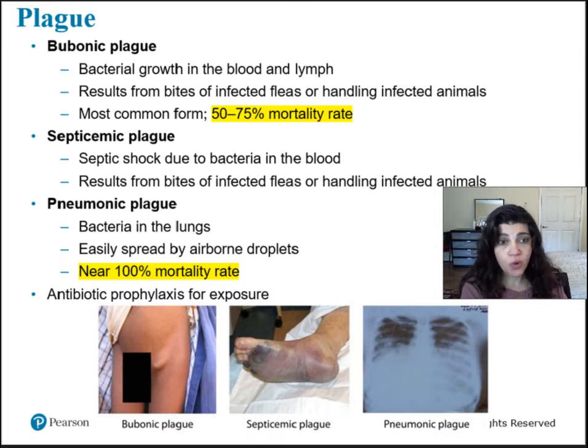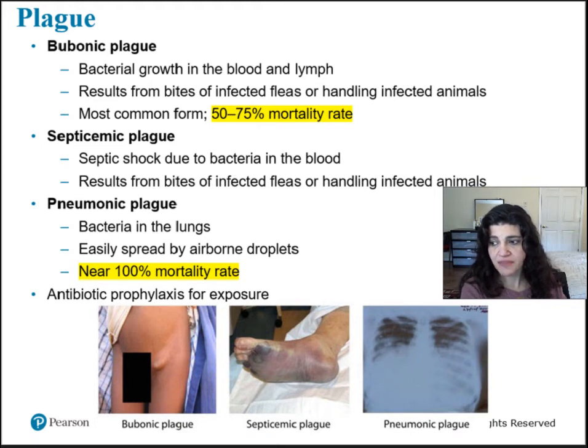It can spread to other parts of the body, so the bubonic plague can become septicemic. The septicemic form can also happen by itself without needing to start as bubonic, but the bacteria is present in the blood in this case, and you have septic shock as a result. Also resulting from bites of infected fleas or handling infected animals. Okay. The tissue may turn black and die, especially on tips of fingers, toes, and the nose.